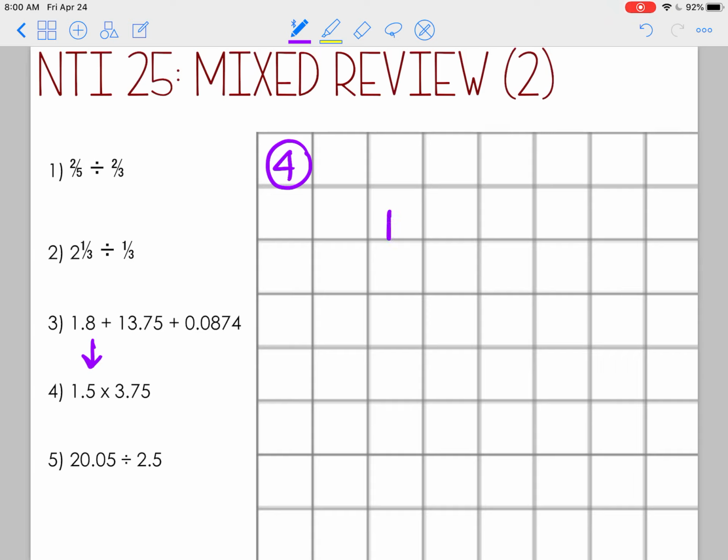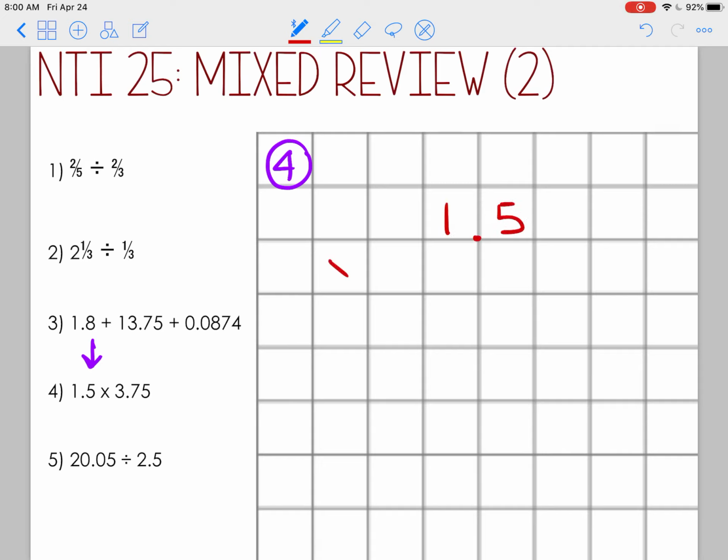I've got 1.5 times 3.75. And again, like I said, we don't have to line up those decimal points because if you remember, when we multiply decimals, we're just going to count at the end how many places are behind the decimal and then insert it into our answer. So guys, I'm actually going to move this over some because we might need some more room.